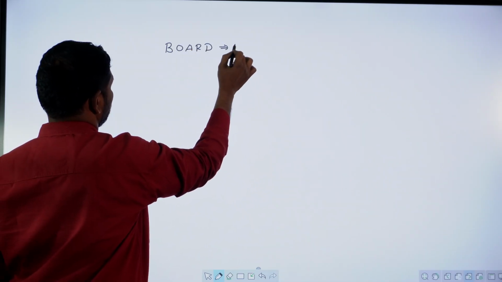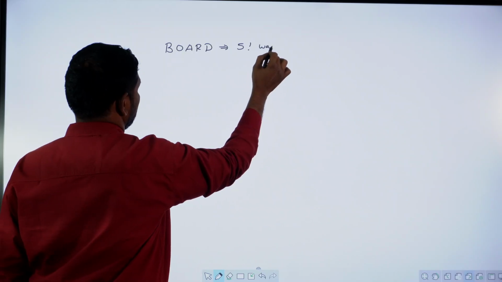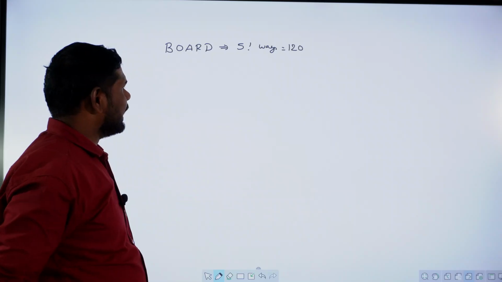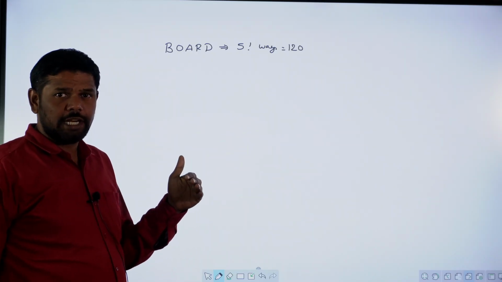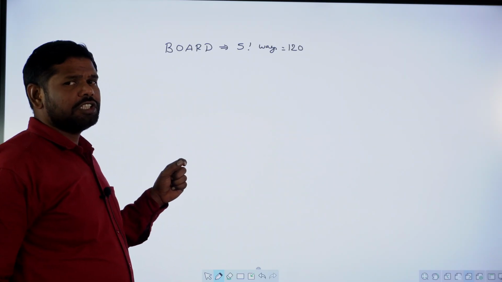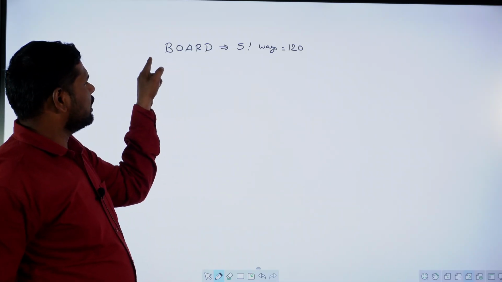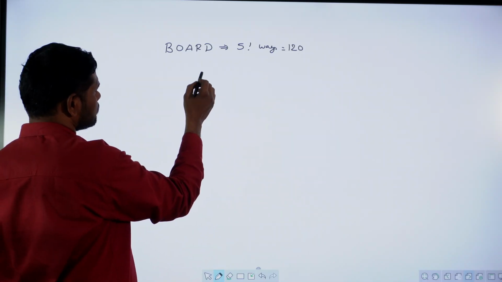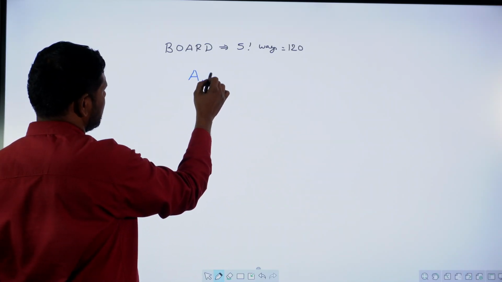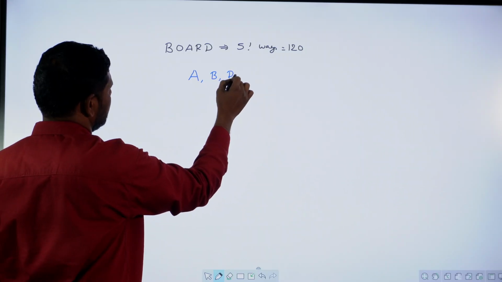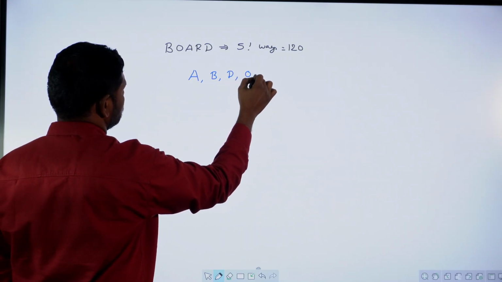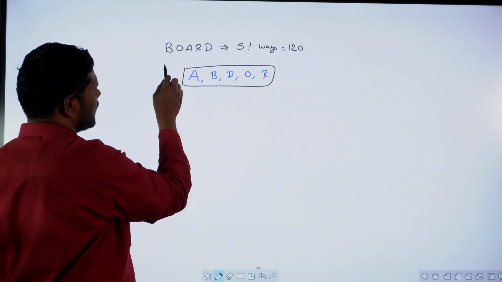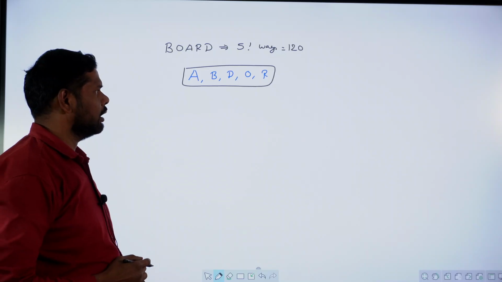So for BOARD, the total number of ways we can arrange is 5 factorial, which is 120. Out of these 120, if we arrange them in dictionary order, which position or rank is occupied by the word BOARD? Now I am writing the letters in alphabetical order: first A, then B, then D, then O, R. These are the alphabetical order of the letters present in BOARD.